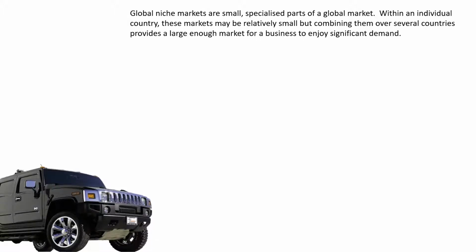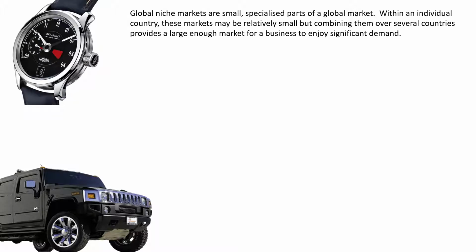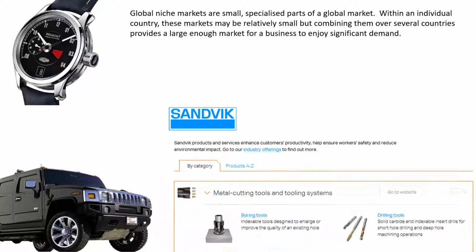So an example might be a Hummer. If this was just in one country, it'd be quite a small market, but actually when you roll it out across global markets, altogether it provides a big enough market for a car company to target. Likewise with these high-end watches, within one country it's quite a small market, but this small niche across many different countries adds up to a significant amount of demand. Likewise for this specialist tool manufacturer.